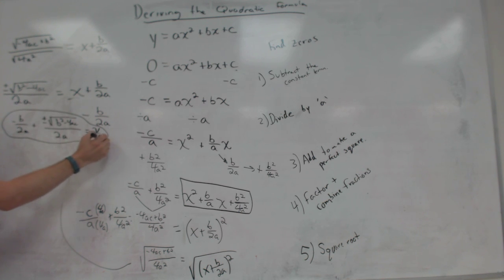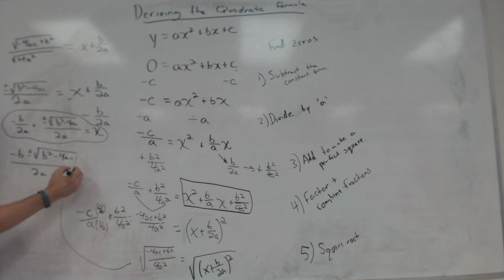Okay, I'm not quite done. I'm just circling that so you can see it a little bit easier. Why am I not quite done? What is left to do here? I have x isolated, which is what the goal of completing the square is. What else can I do? Yeah. You can combine the fractions. I can combine these two fractions because they have the same denominator. So instead of writing it that way, I'm going to write negative b plus or minus the square root of b squared minus 4ac over 2a.